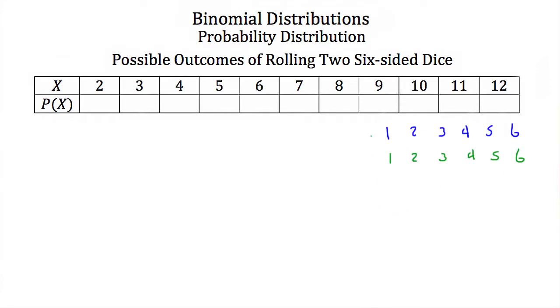So I have 6 possible outcomes with the first die and 6 possible outcomes with the second die. And that means that there are a total of 6 times 6 different possible outcomes, or 36 different rolls I can get with two six-sided dice.